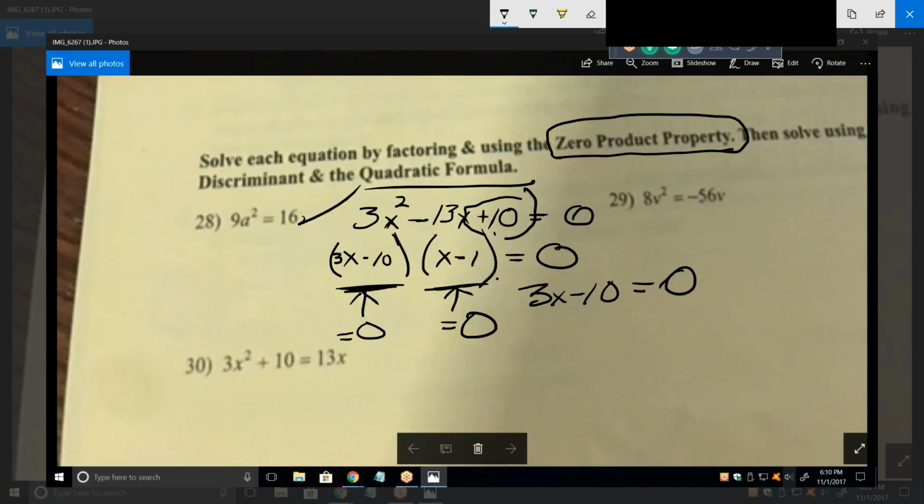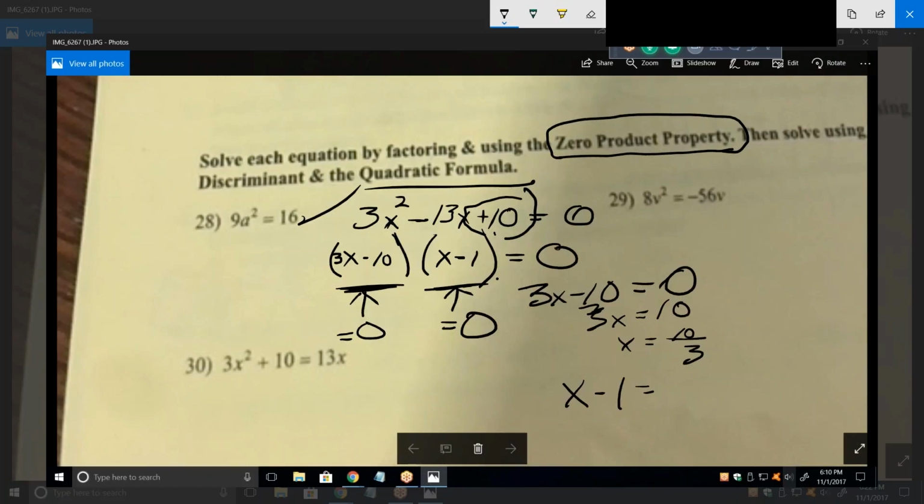So I got 3x equals 10. Okay, for the first solution. No, you gotta solve for x. Oh, okay, so divided by 3. Well, it doesn't go evenly, and you don't need it to. That's an answer. It doesn't have to go evenly. That is an answer, and it's rational, not irrational. Now, set the other one equal to 0 also.